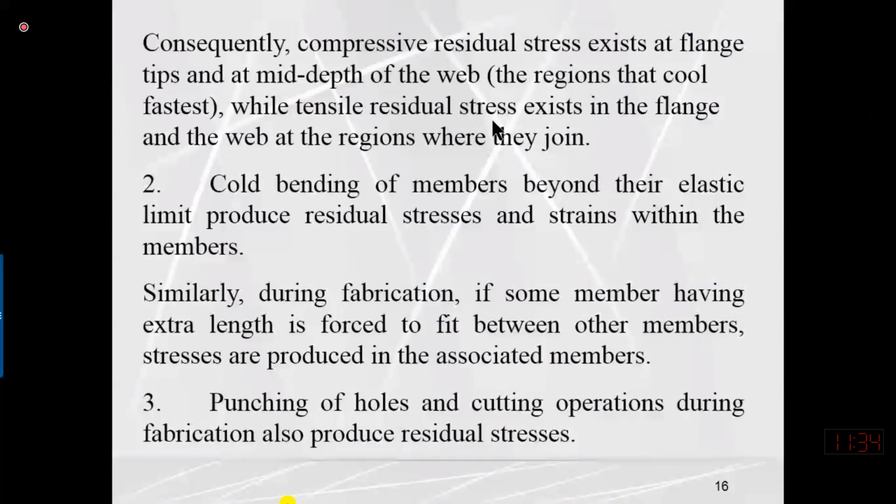Cold bending of a member beyond its elastic limit produces residual stresses, and the strain within the member will be stored. We have already discussed cold worked sections, which are made at room temperature from steel sheets. These are also referred to as thin walled members. If we have steel sheets and we bend them, we make them into a new shape. So how are we bending? We can only bend because we are applying strain or stress beyond the elastic limit.